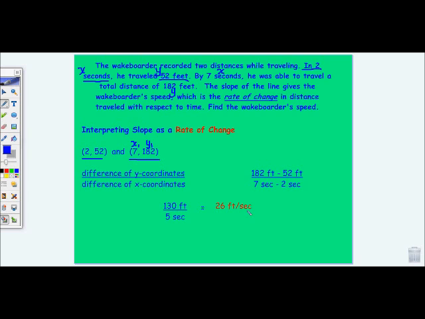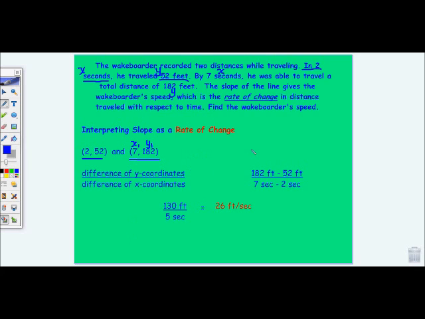26 feet per second. Now to graph this one would be a little bit more difficult because our coordinate points would have to fit on a very large graph because we have 182 here and we will go down to the smallest number, which is 2. So just figuring out the story problem, I could do it just by putting those into coordinate points and then finding the difference between them.